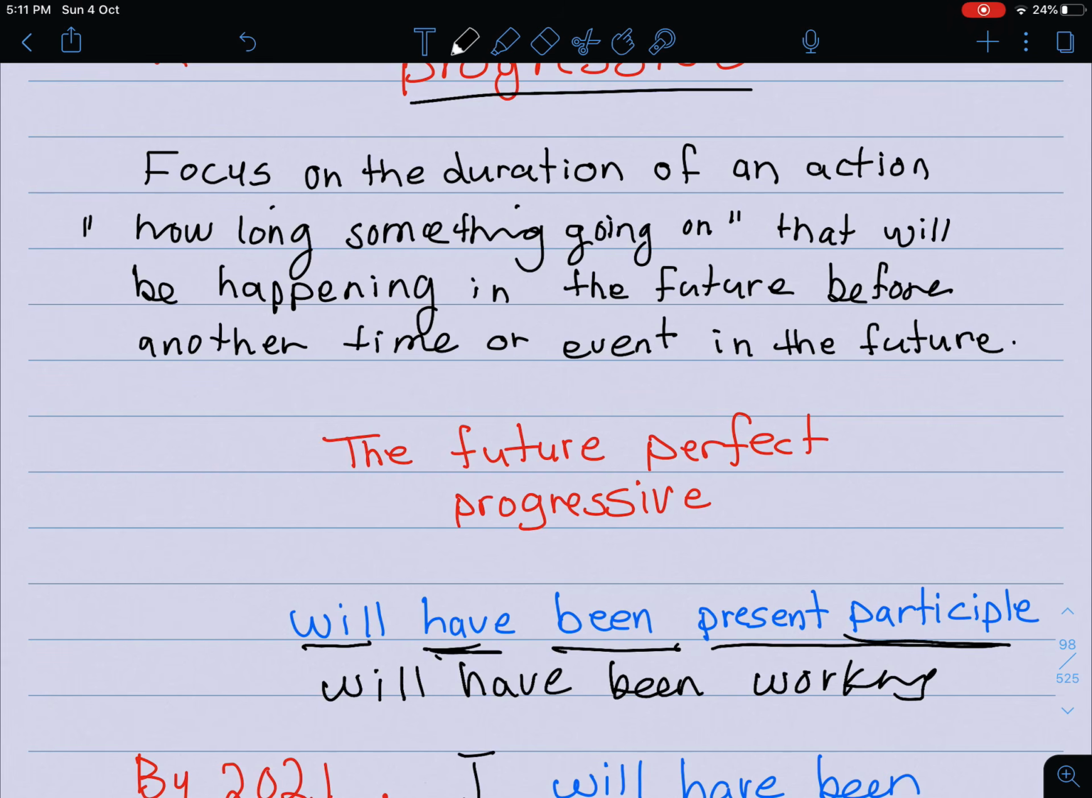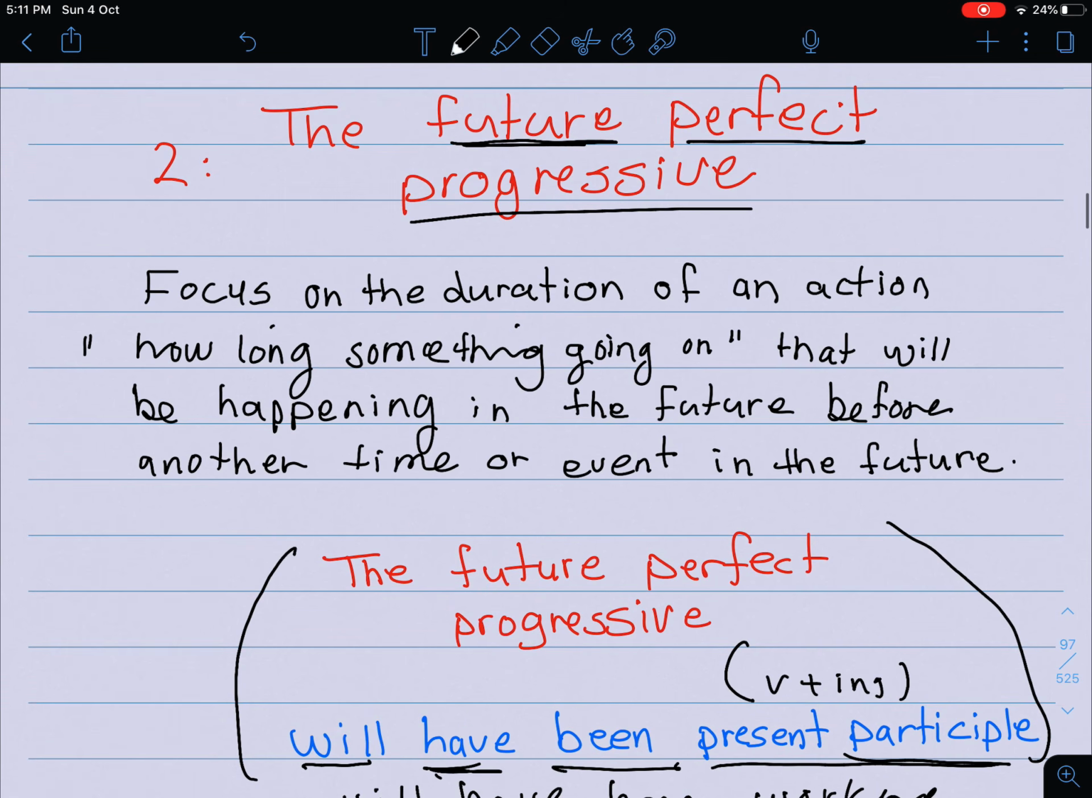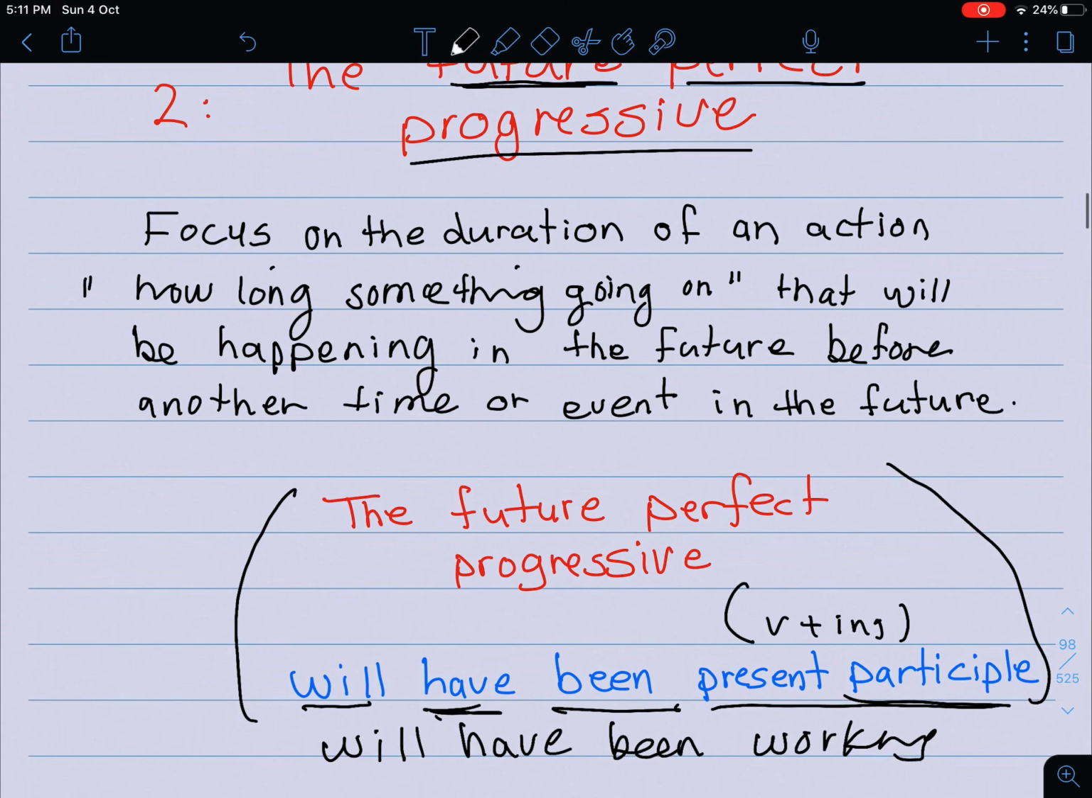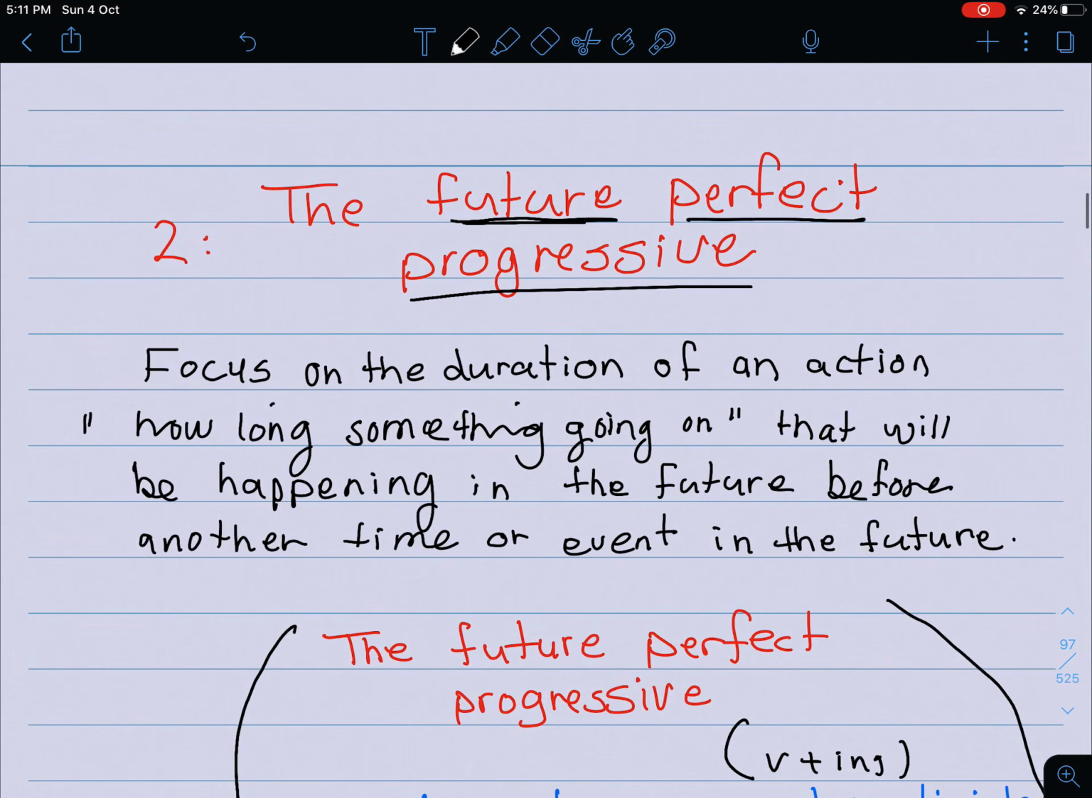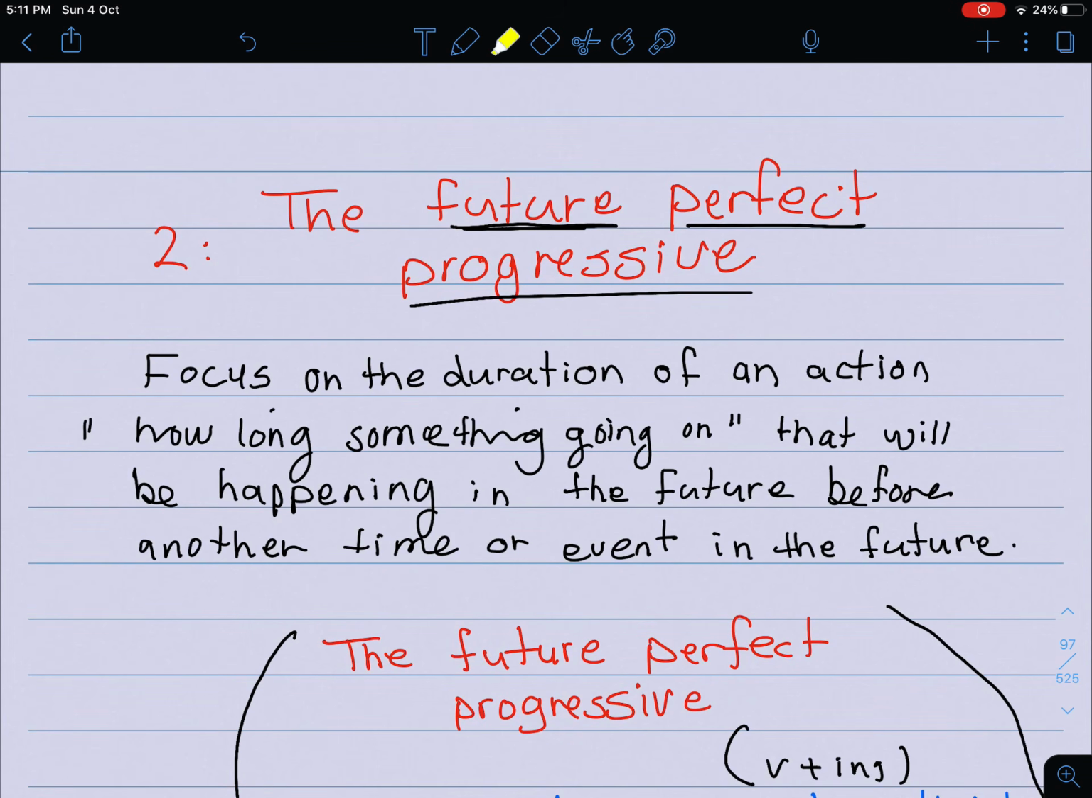So the present participle, what do we mean by it? It is verb plus ing. This is how the future perfect progressive is formed: will, have been, and the present participle, or verb plus ing. Now, when do we use the future perfect progressive?